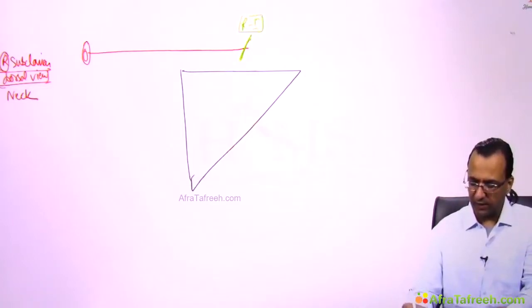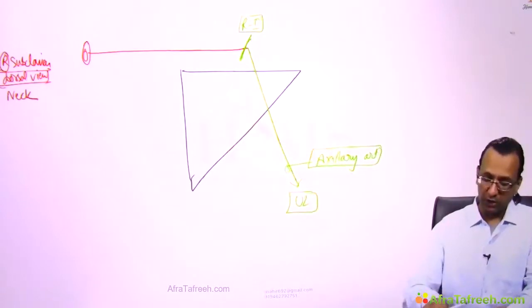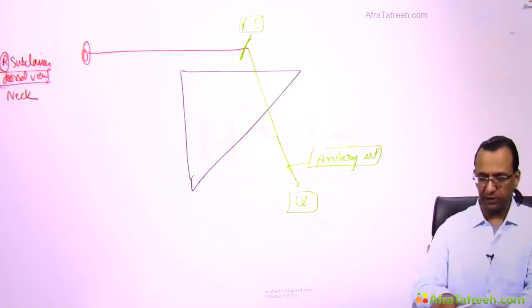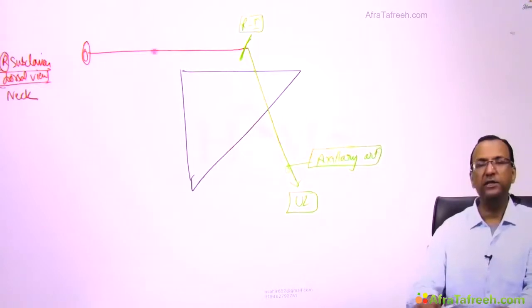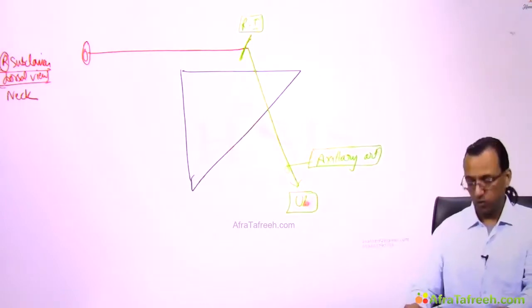As it enters the axilla, it becomes the axillary artery, and the axillary artery is going to supply the upper limb region. So this is the right subclavian artery seen from the dorsal view in the neck region. It runs under the clavicle, crosses the outer border of the first rib to enter the axilla, becomes the axillary artery, and then supplies the upper limb.